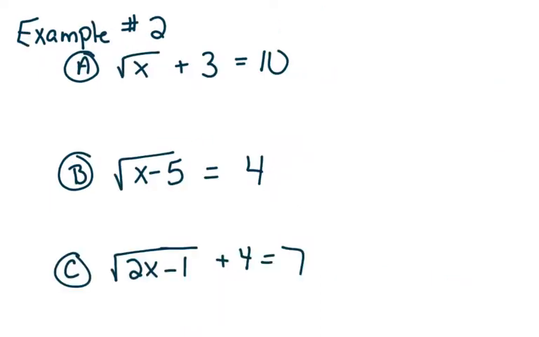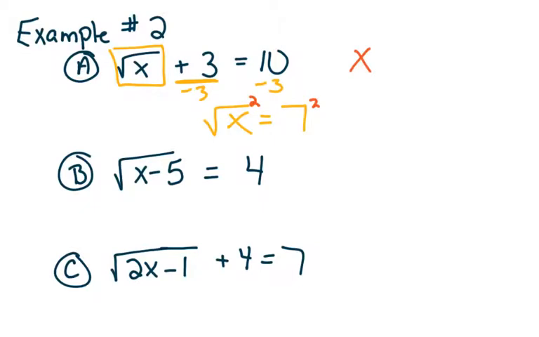All right, now in these examples, especially on this first one, I have something new right here. My square root piece is not by itself, which is what I want. So I want to move this plus 3. I'm going to go minus 3, minus 3. That's going to give me the square root of x is equal to 7. Now I'm in the same situation I was on the last slide. I need to get rid of the square root, so I'm going to square both sides, and I get x equals 49.